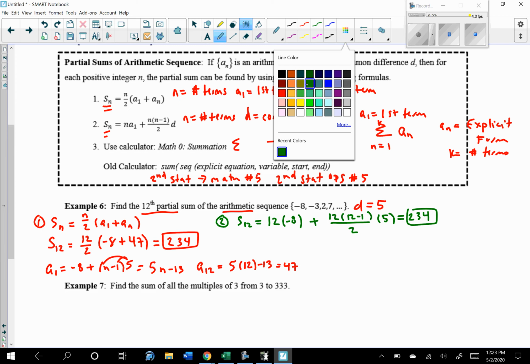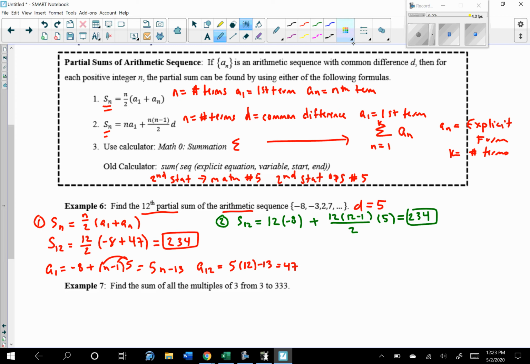So then the last form, of course, is using our calculator. So for the third one, we can find the sum from n equals 1 to 12 because it's the 12th partial sum. We already found the explicit form, which we did over here. So we're going to use that, 5n minus 13. And then, of course, I could go ahead and plug this into my calculator, and I would also get 234. It doesn't matter which way you use. A lot of the times I just use this way right here because I can plug it into my calculator, and if I forget one of the formulas, it doesn't matter because I, again, just use my calculator because I know how to find the explicit form.